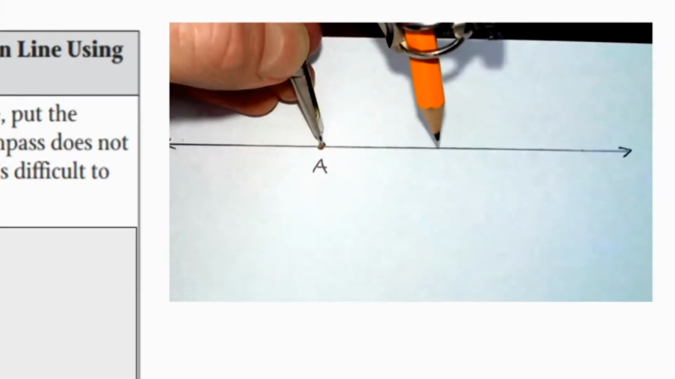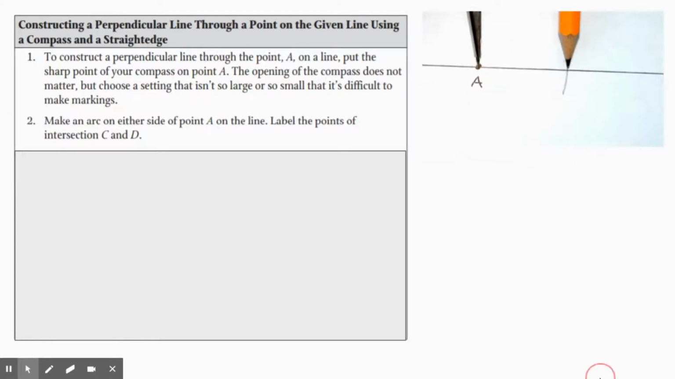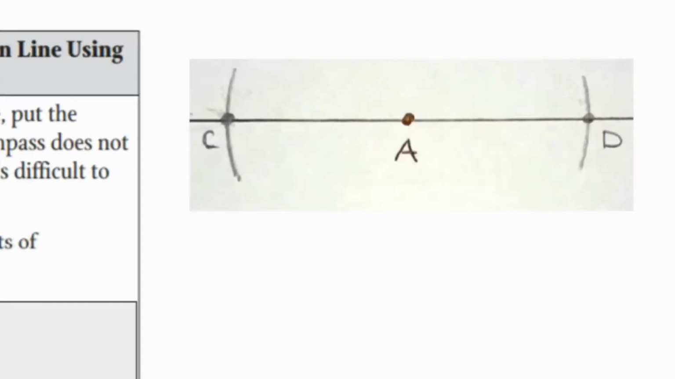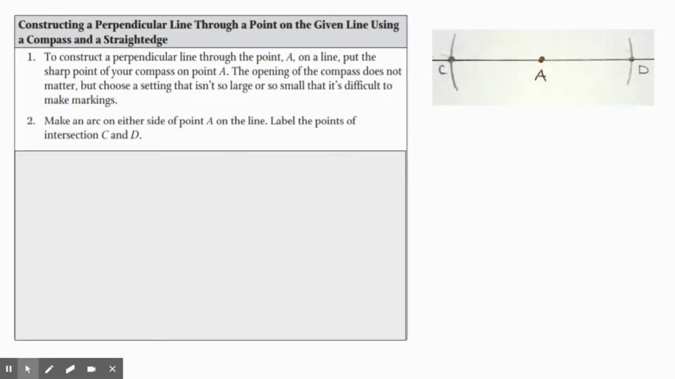Open your compass to any distance that you want. And what you're going to do is you're going to make an arc on both sides of A. And now we definitely have a line segment CD that we're going to be using, okay? And we're not even using the rest of the line. We're just going to be using C to D.